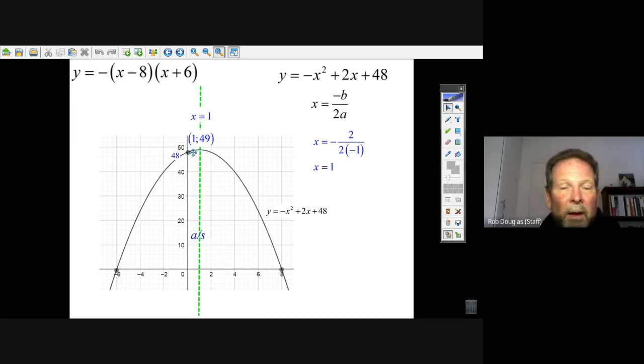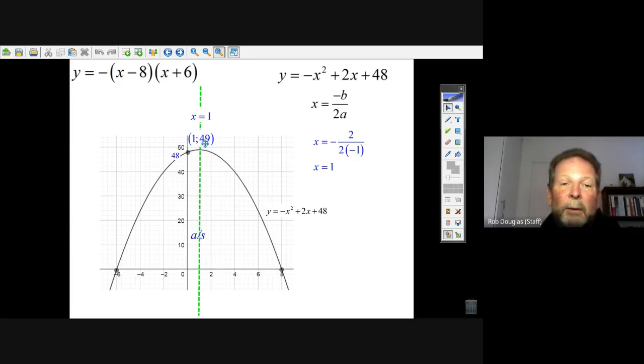Now, how did I get this axis of symmetry? Well, just like the last question, I went minus 6 plus 8. I added them together and divided by 2, and I got 1. Minus 6 plus 8 is 2. 2 divided by 2 is 1. I found the average of 8 and minus 6, the middle of 8 and minus 6, and that gave me the axis of symmetry.